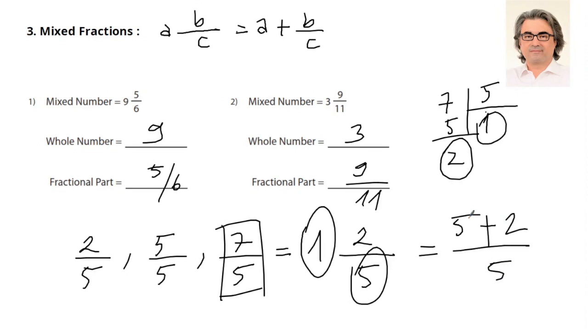So 7 over 5, this is the reverse operation. From 7 over 5, I reached 1 and 2 over 5. From 1 and 2 over 5, I reached 7 over 5. This is our other subject. We should know how we may change a mixed fraction to its improper fraction form, or an improper fraction to its mixed fraction form. Don't forget the methods. Okay.